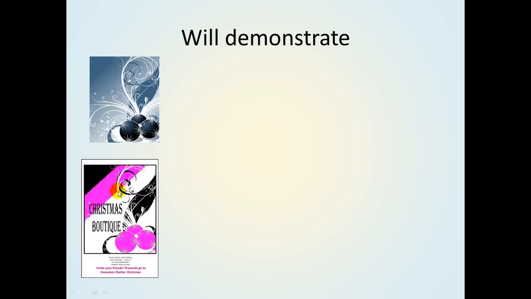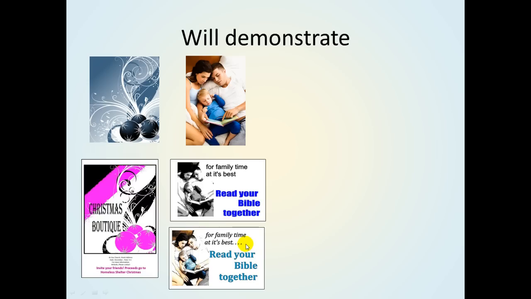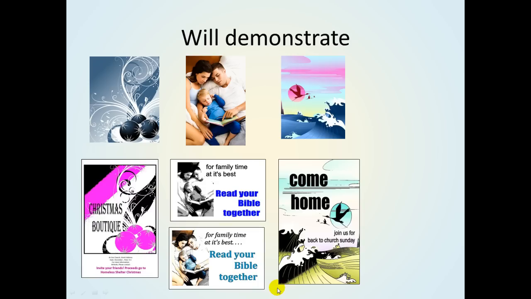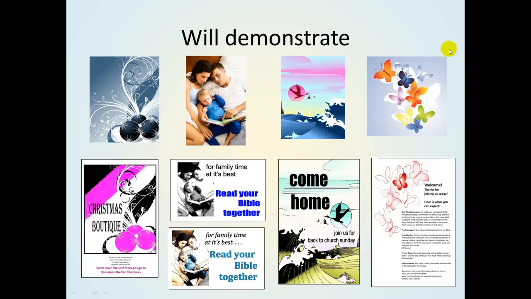The images that I'm going to show you in just a minute, all of them came from the Microsoft website. All of them were free. I took this image and turned it into this example that you might use for, say, a Christmas boutique. I took this family photograph and turned it into two different styles of images for a family Bible reading program. I took this image and turned it into a flyer for Back to Church Sunday. And finally, this image, I simplified it for a very simple and inexpensive church bulletin.